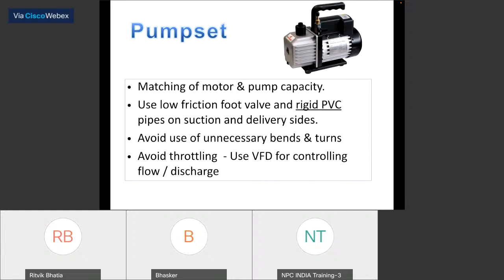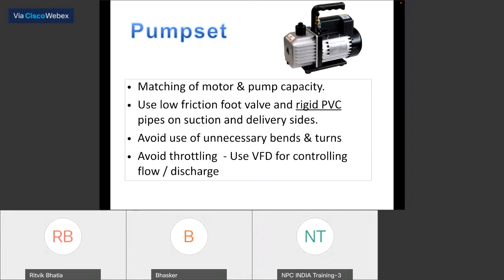Even for the pump sets, match the motor and the pump capacity, use low friction footwall and rigid PVC pipe. I would like to give you my own experience that in our Gujarat Electricity Board, when there was an energy conservation cell in the 1990s, after '85 we just started this, and you will not believe more than 50,000 wells have been rectified with rigid PVC pipe. Instead of GI pipe, we replaced it with rigid PVC pipe on the suction and delivery side, and the saving was more than 22%.